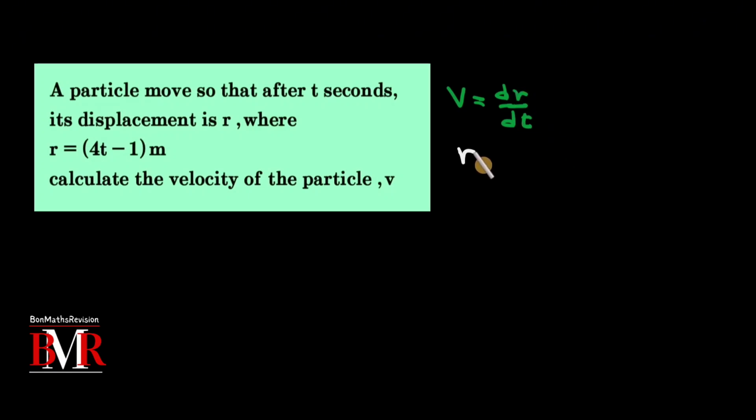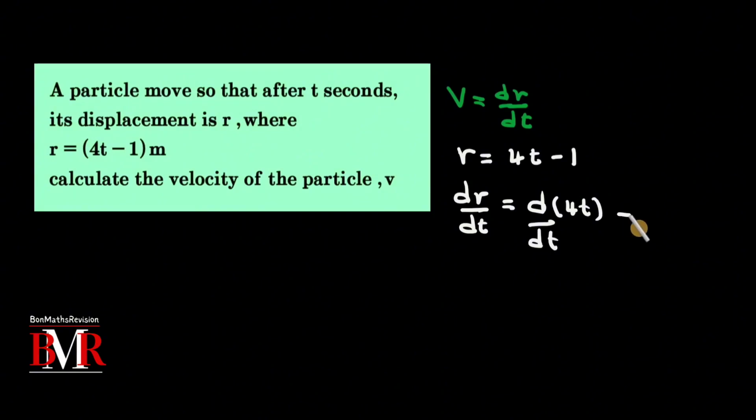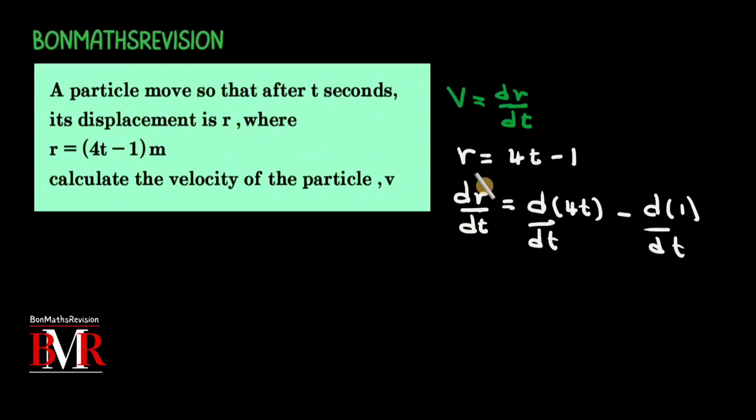From the equation, r equals 4t minus 1. So I need to differentiate this equation with respect to time. That is, dr/dt equals the differentiation of 4t with respect to time minus the differentiation of 1 with respect to time. I differentiate term by term. In mathematics, a term is always separated by a positive or a negative sign. So in this equation, we have two terms on the right hand side.